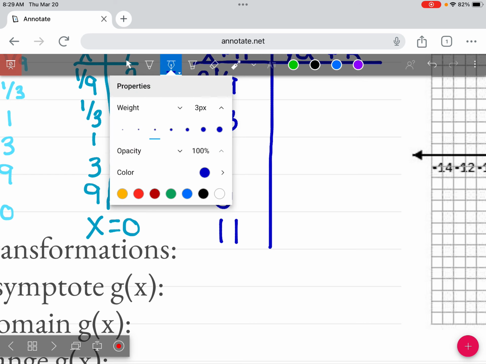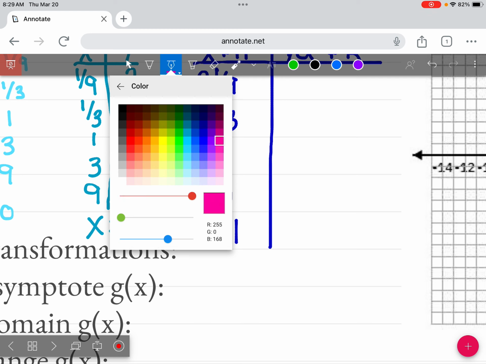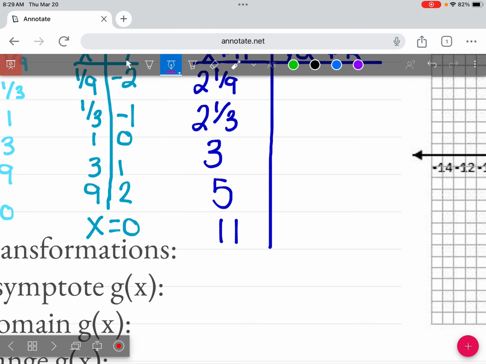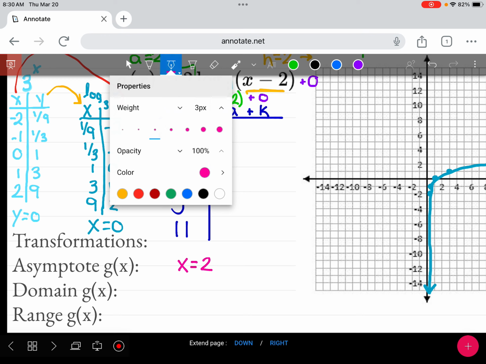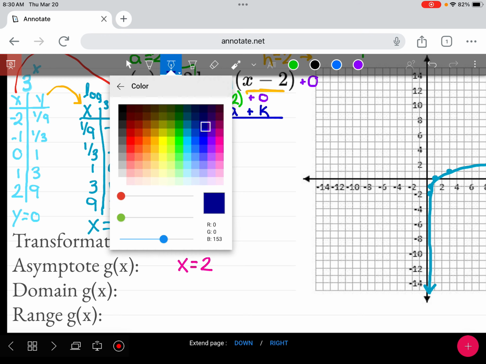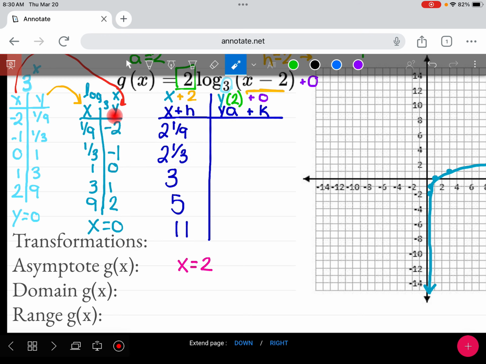I can take my x, which is equal to 0, and add 2 to get that my asymptote's going to happen at x equals 2. It also is just doing the transformation that's here. So I took my asymptote and did the transformation on it. We can do that to it just like we can do it for the transformation over here. X equals h in this case.